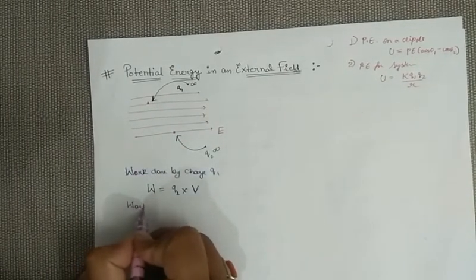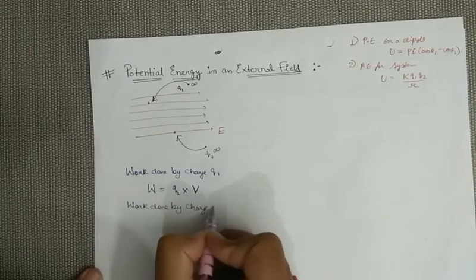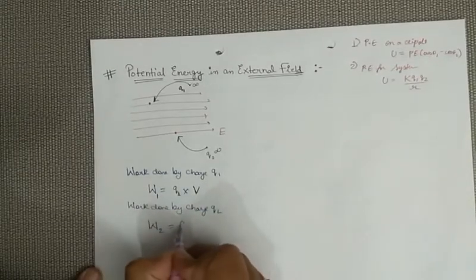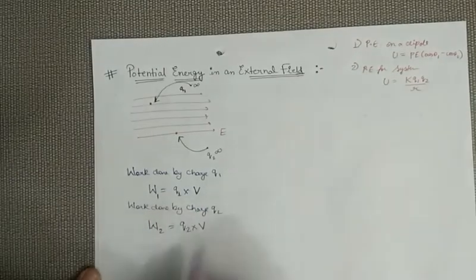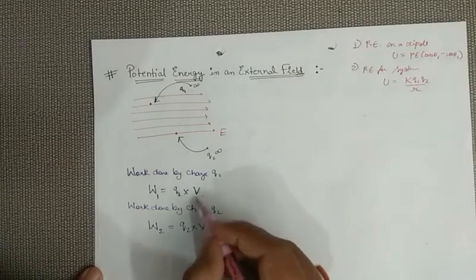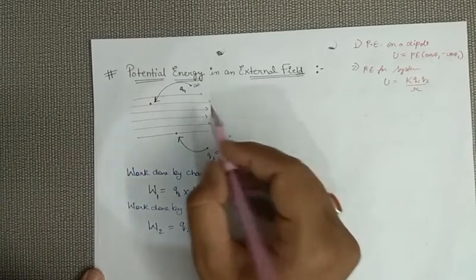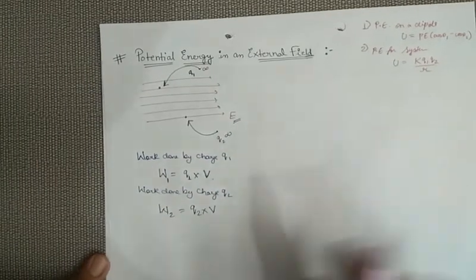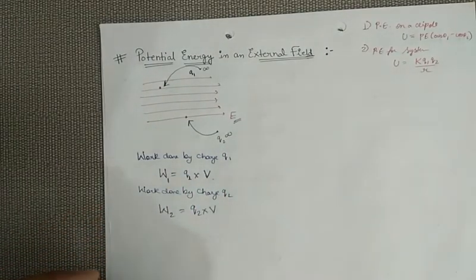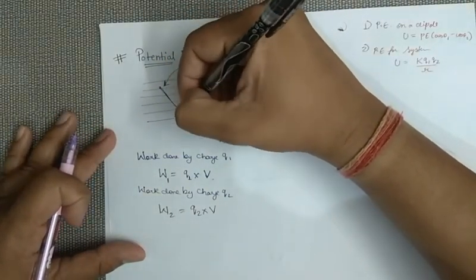Similarly, work done by charge Q2, that is W2, this is W1, that is Q2 into V. This is the work done by the first charge, this is the work done by the second charge. These 2 works are to be done because of this field E. If there is no external field, then no work is required to be done here. But because of this field, some work is done by the charge Q1 and work is done by the charge Q2. Now suppose these 2 charges are kept at a distance of R.